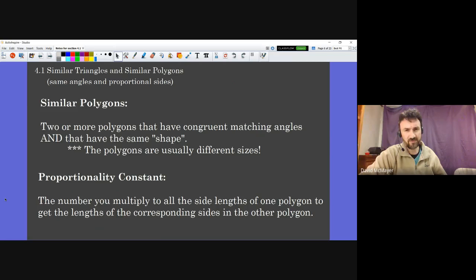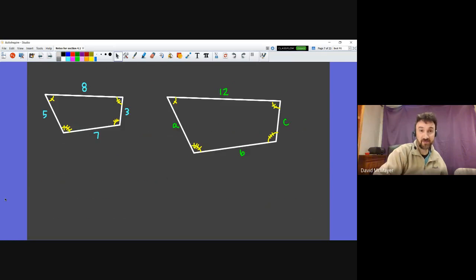I'll give you some examples. So I'm pausing for just a bit while you write that last sentence down. Okay, we're going to move on to the next page here. But keep in mind, proportionality constant is really just a number that you multiply to the sides of one polygon to turn it into the other polygon.